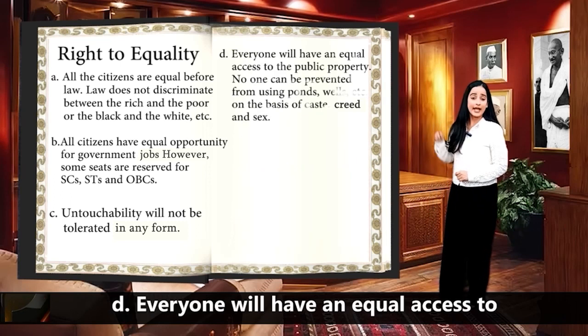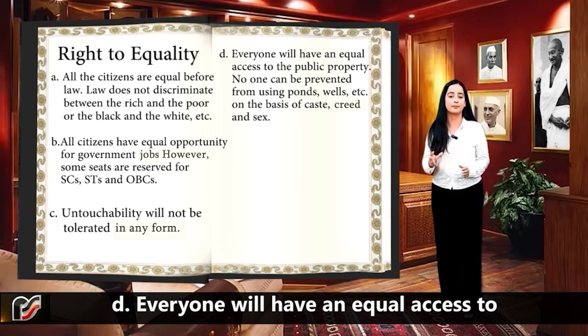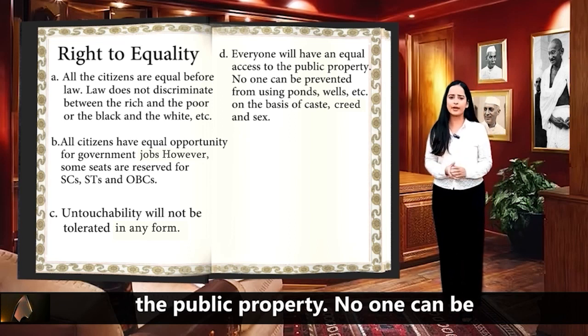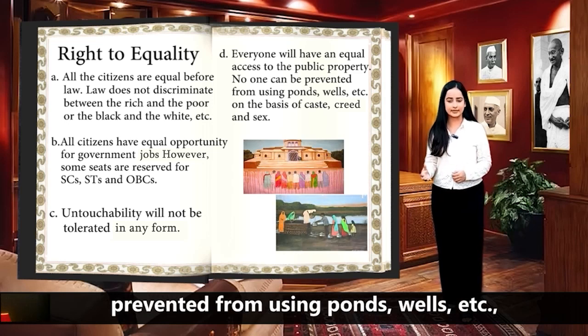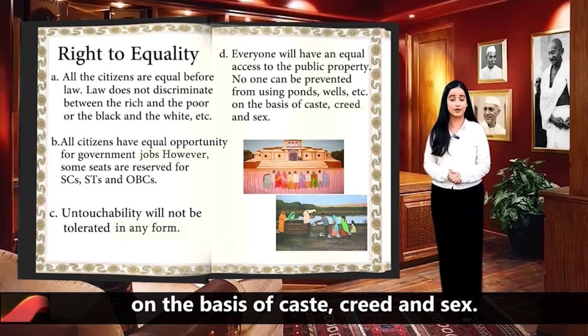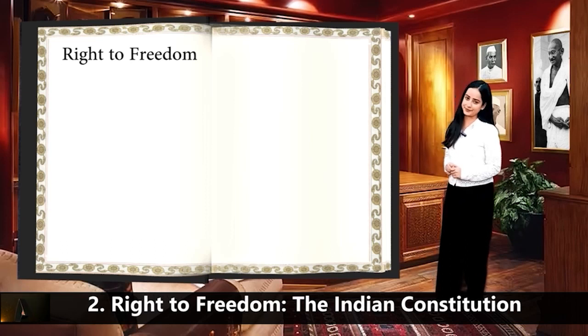D. Everyone will have equal access to public property. No one can be prevented from using ponds, wells, etc. on the basis of caste, creed, and sex. Number 2. Right to freedom.